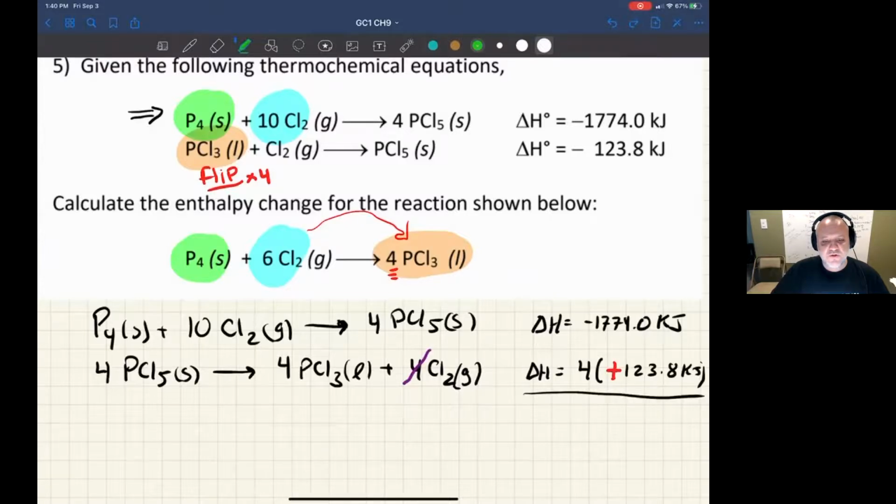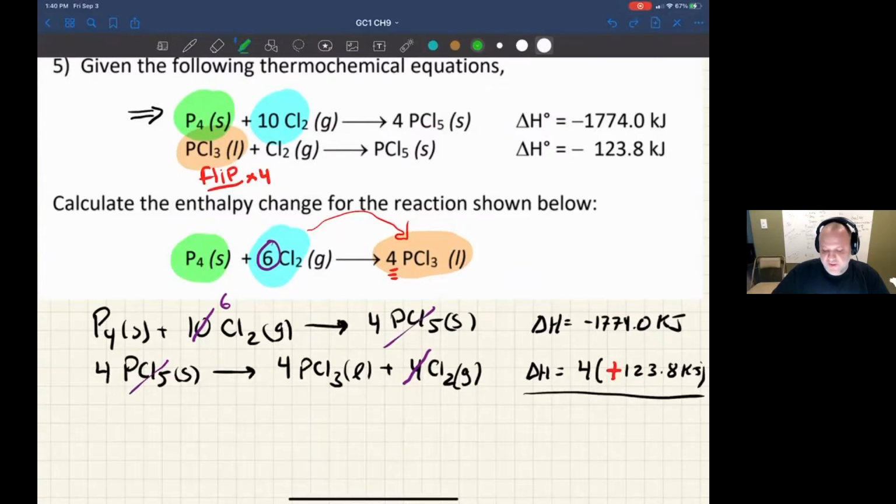We needed to deal with the chlorine, and there's 4 chlorine on the product side of that reaction, 10 there. And so 4 minus 10 is 6. And that gets me the 6 that I was looking for. So that looks great. Also, the 4 PCl5, which isn't in the reaction that I'm looking for, will cancel.